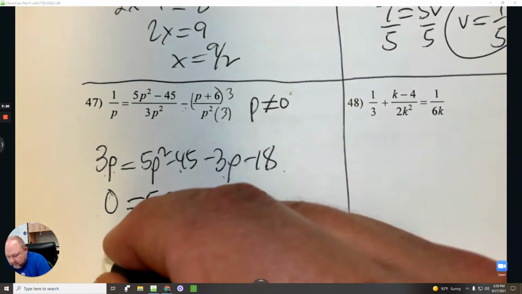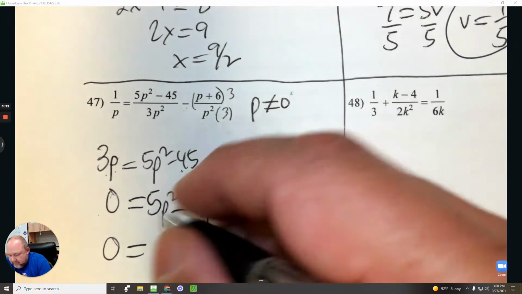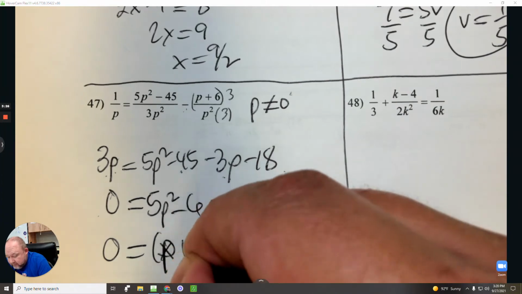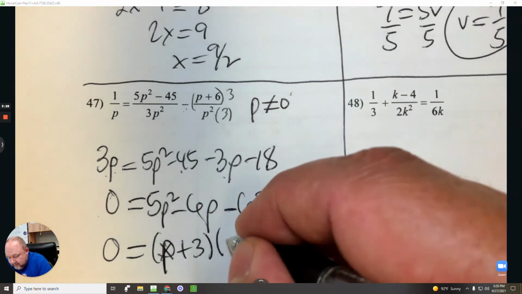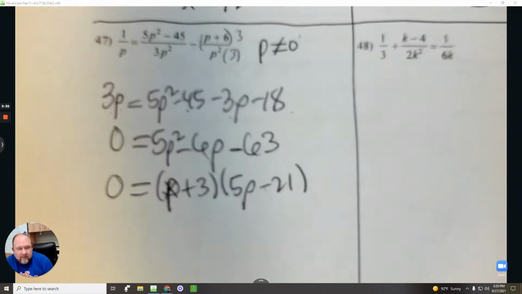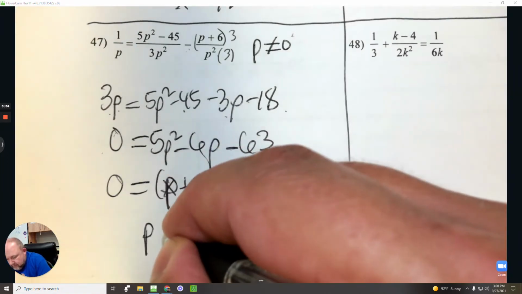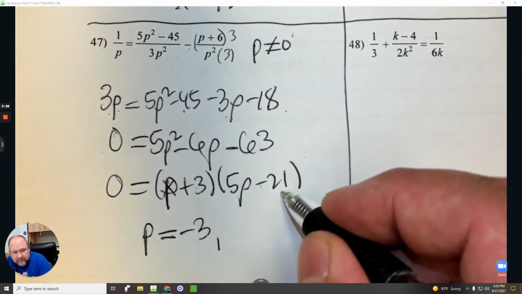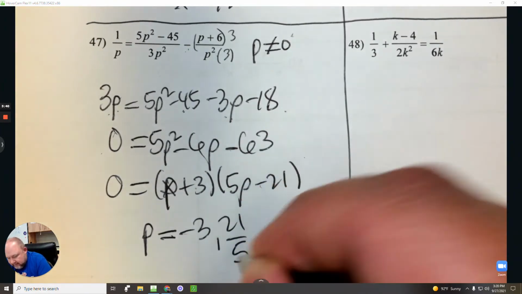Yep. All right, let me help you with that. I would never give you something like that to factor. So, p plus 3 and 5p take away 21. Those are the factors. So from the first factor, it's negative 3. And from the second one, it's 21 over 5.